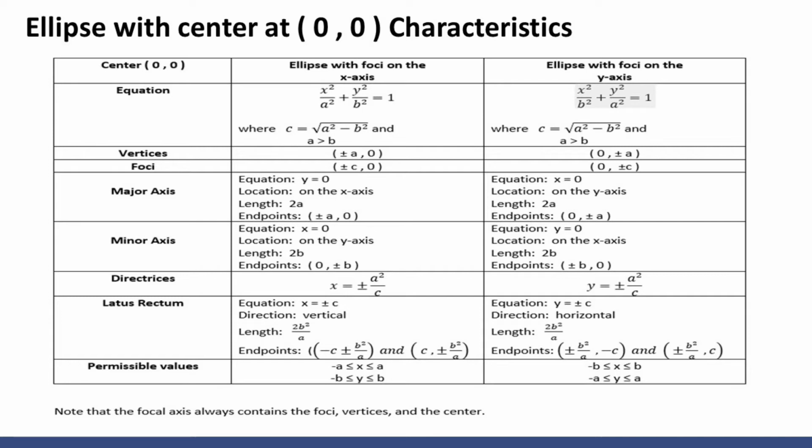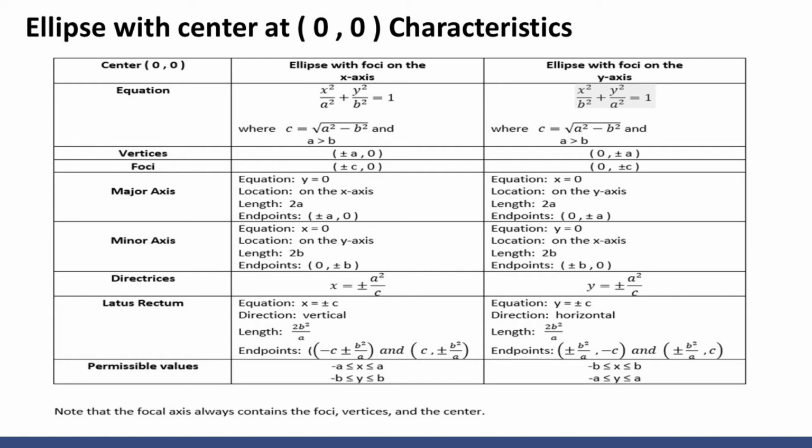Having these two equations, see to it na ang value ng a is greater than b. And after knowing the values of a and b, it is important to look for the value of c. Ang gagamitin naman nating formula ay c equal to the square root of a squared minus b squared. Once na ma-identify yung values ng a, b, and c, you can actually get the rest of the characteristics of an ellipse.